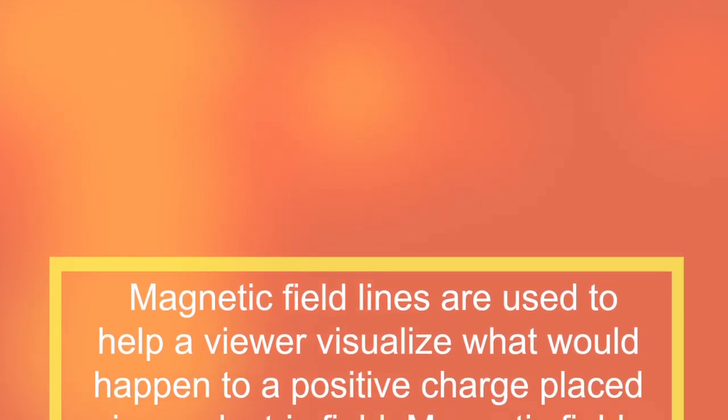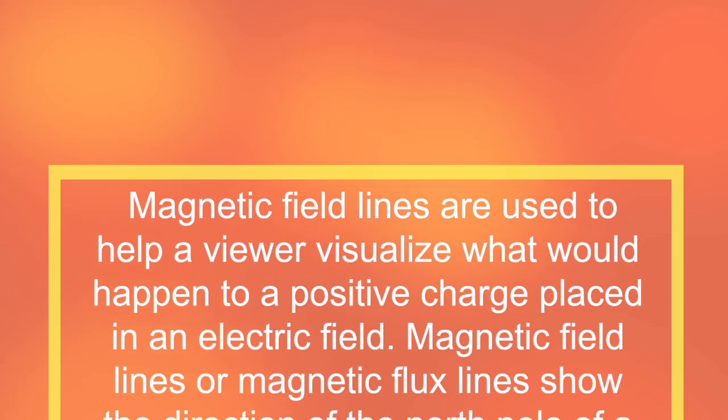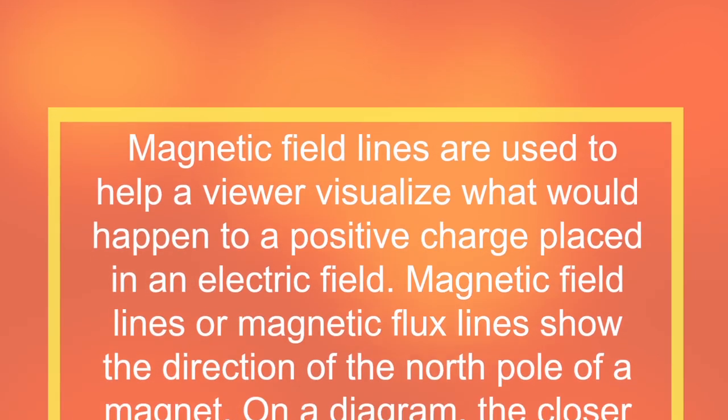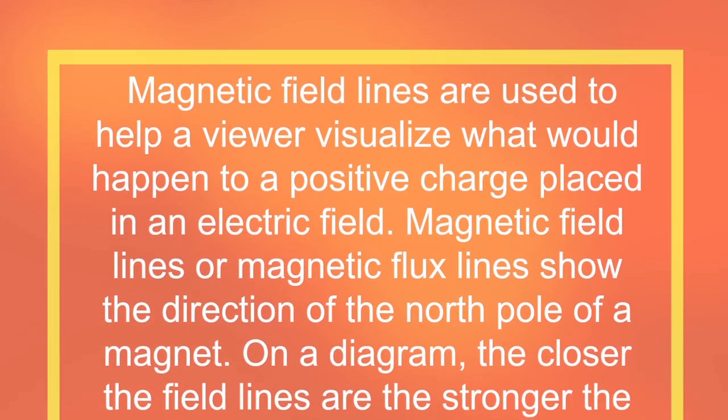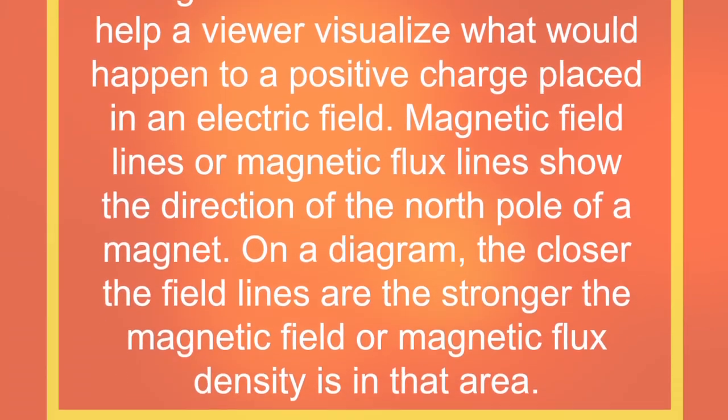Magnetic field lines are used to help a viewer visualize what would happen to a positive charge placed in an electric field. Magnetic field lines, or magnetic flux lines, show the direction of the north pole of a magnet. On a diagram, the closer the field lines are, the stronger the magnetic field or magnetic flux density is in that area.